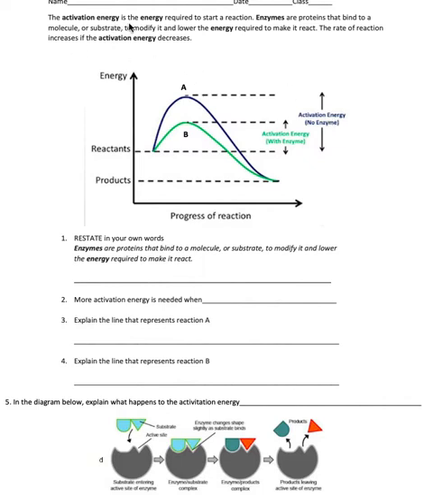So again, activation energy is the energy required to start a reaction. Enzymes are these proteins that bind to a molecule or substrate, they modify it and they lower the energy required to make it actually react. So the rate of reaction increases if the activation energy decreases. If there's an enzyme present, it's going to lower the activation energy. If there's no enzyme, it's going to increase the activation energy.